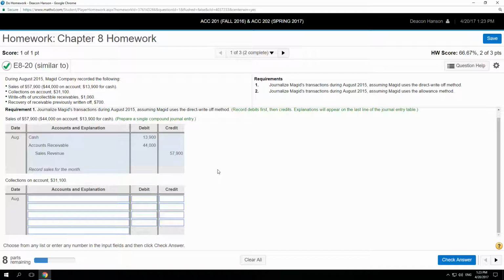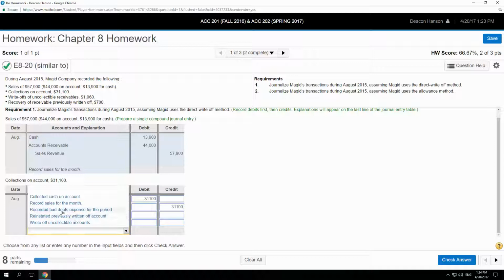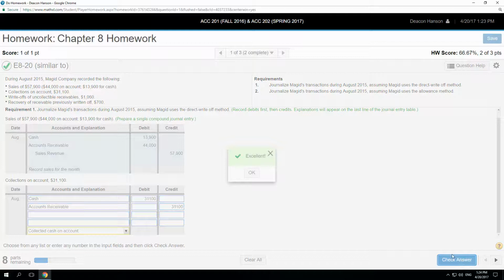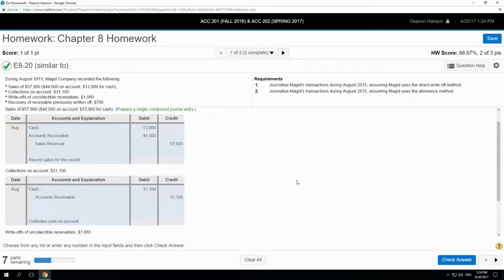Now we collected 31,100, so cash is going to be debited for 31,100. That's the collection of cash. And accounts receivable is reduced using a credit for the same amount, 31,100. So record our collected cash on account. So far so good, yeah?